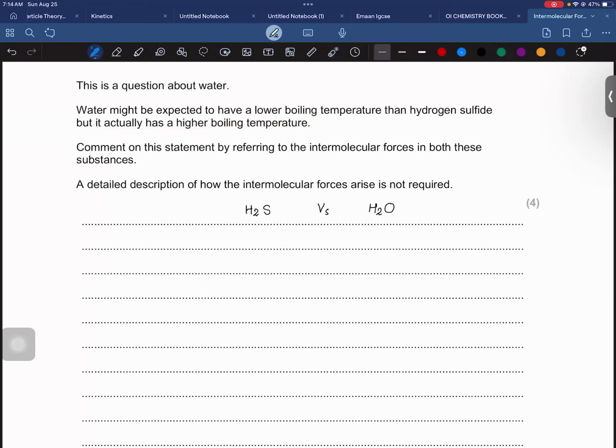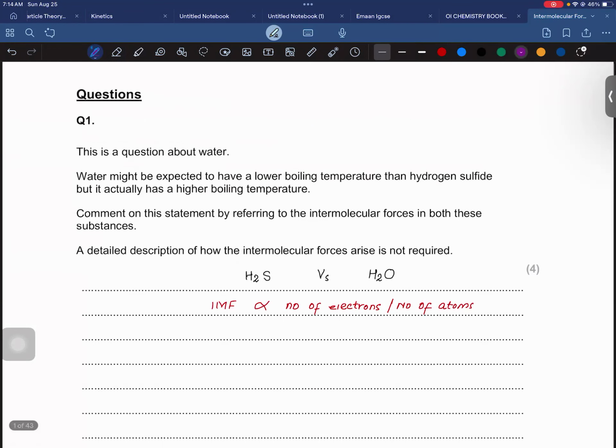Because I told you, intermolecular force is directly proportional to the number of electrons, or you can say the number of atoms. In hydrogen sulfide, the number of electrons is higher, so the IMF is higher. Exactly.